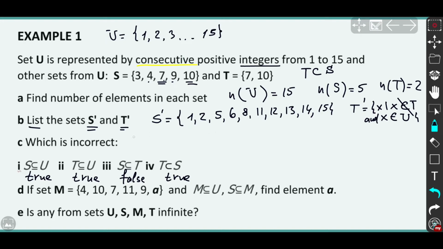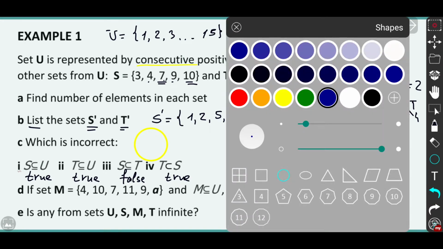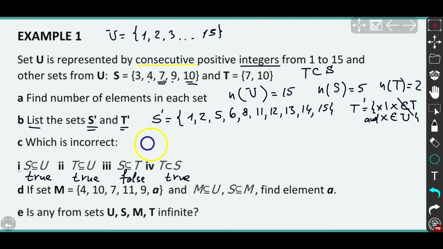So if you put it in a diagram, you can draw it this way. It's going to be circle S, and inside there, circle T, containing 2 elements. All right, I hope you understand. I hope it's clear for you guys. So S and T.